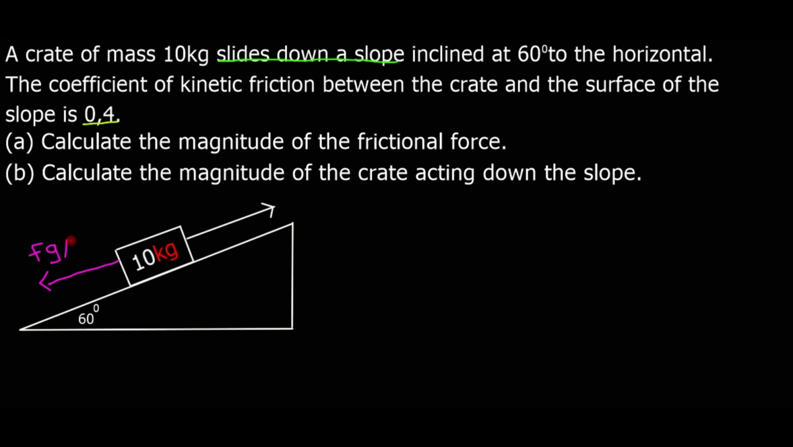And then this is Fg parallel. This object is sliding in this direction, and it means the friction is in the opposite direction. So there is a frictional force. The reason there is a frictional force is because of the coefficient of kinetic friction. So first we draw a free body diagram.